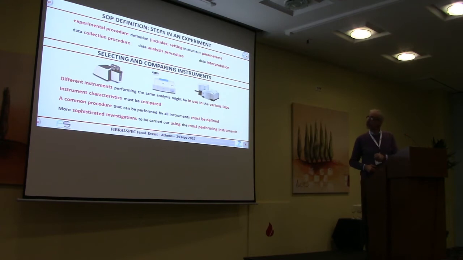The first step is to select and compare instruments. Because if you have different partners, most of the time they do not have exactly the same instrument. So you have to check that they are compatible, as they might have different details, and you have, of course, to define a common procedure that every partner is able to use. It makes sense that if you want to go for a more sophisticated investigation, you just focus on the partners that have the most performing instrument. Not everyone is doing everything.